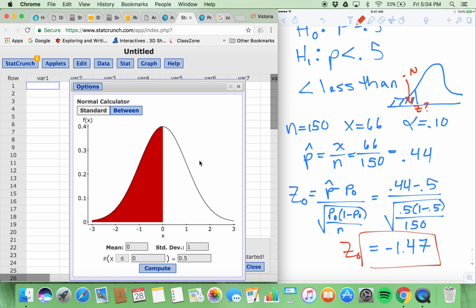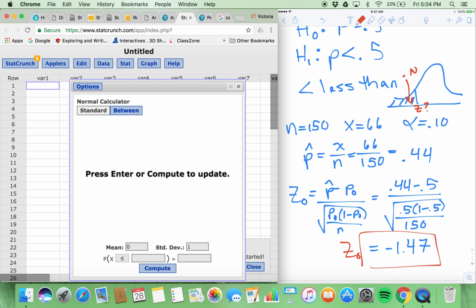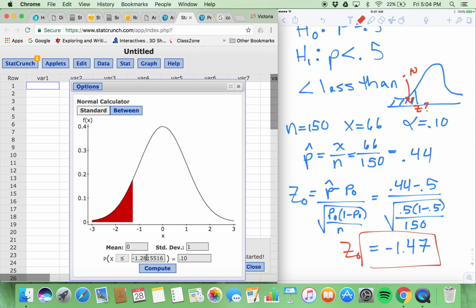Because I know the area, I'm going to plug that in over here. So this is going to give me that little red region. I want an area of 0.10, and it tells me that value is going to be negative 1.28. So this Z-score here is negative 1.28. Now, the reason this is called a rejection region is because if my test statistic falls in the rejection region, I reject H naught. If it's not in the rejection region, then I fail to reject H naught.